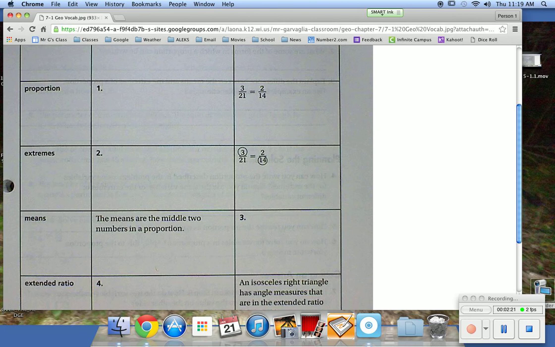It's called proportions. Means and extremes. Your extremes are always these portions of the proportion. It's the upper left, lower right. Those are your extremes. Your means are going to be just the opposite. In x over 21 equals 2 over 14, your means are the lower left and upper right. So there's means and extremes. We're going to be working with this a lot more. There's actually a whole section working on it.